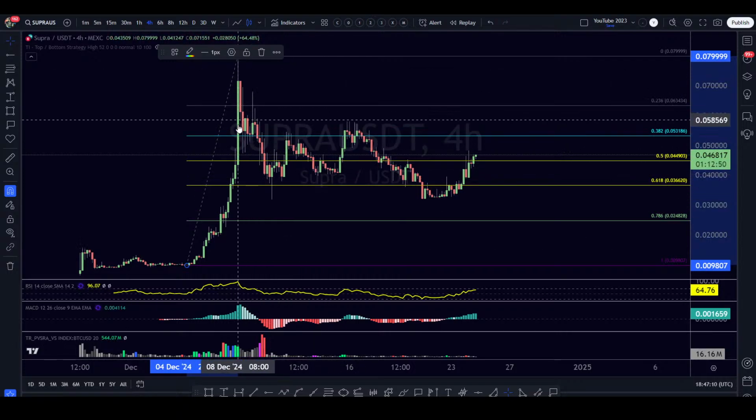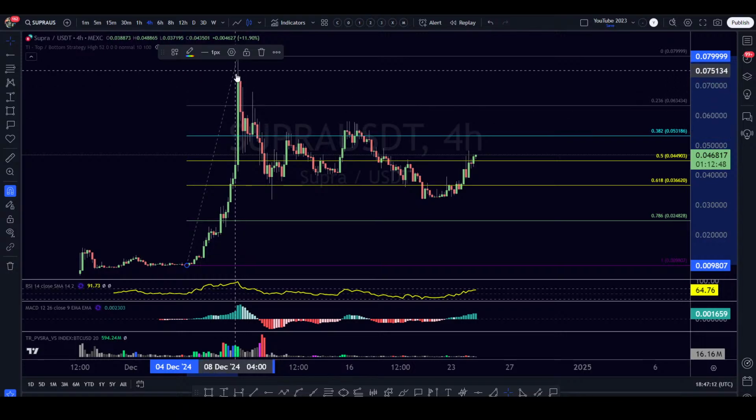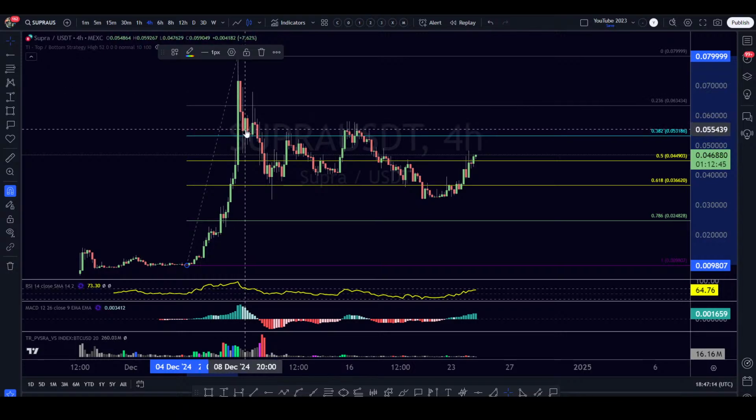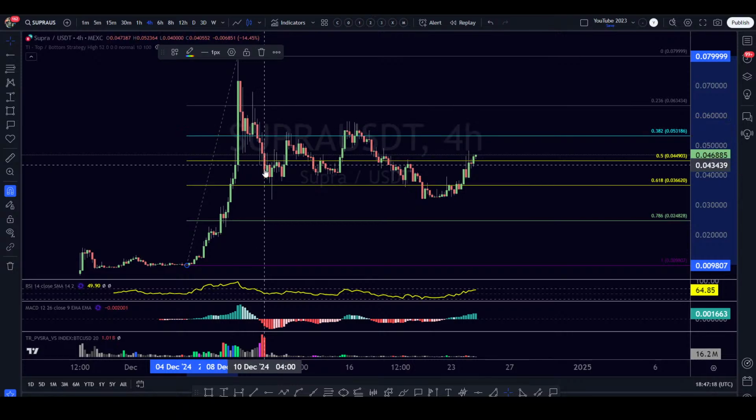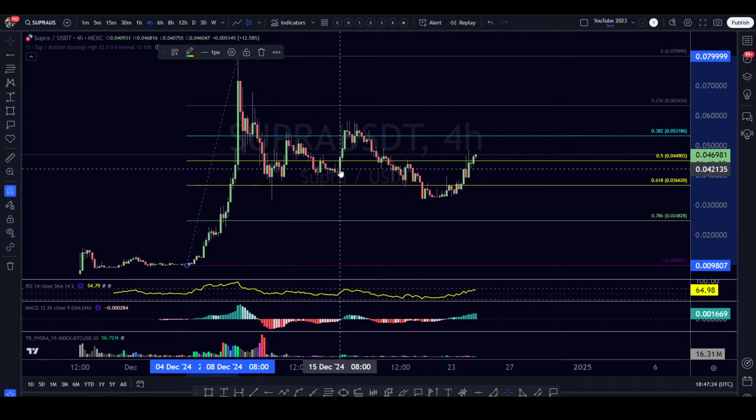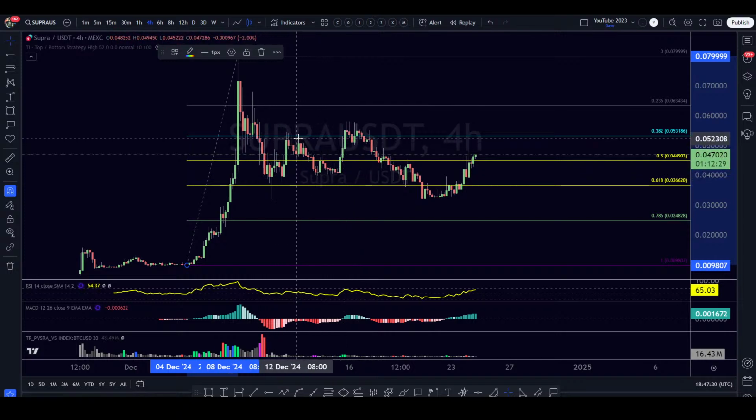So here we retrace to the 382. This is the point that we were talking about where normally it retraces to 38%. Found some support here for a little bit. And then it broke through, went into our golden pocket, beautiful V-shaped recovery, and then it came down, creating a lower high, a higher low. We have a low, higher low, broke above this level, which is good.